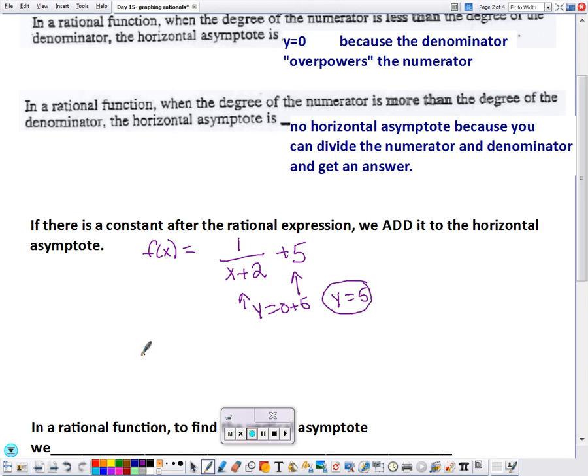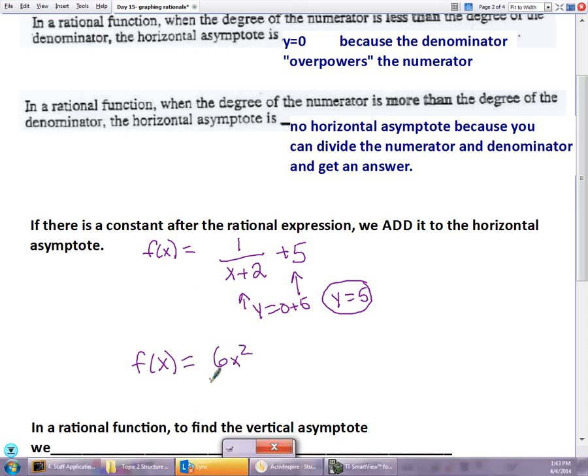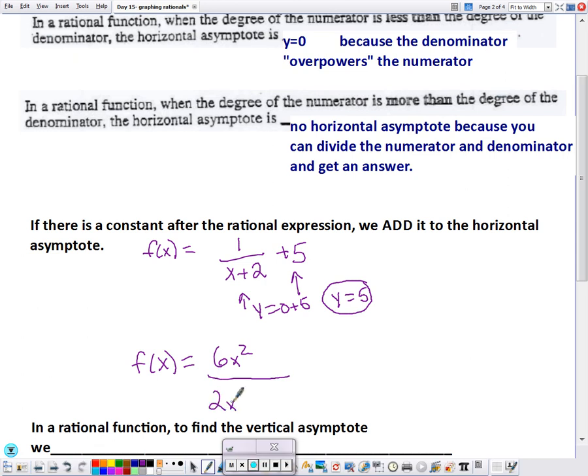To give you another example of that, let's say we had f of x equals 6x squared divided by 2x squared plus 3. And then outside we had a minus 8. Well, first we would look at the degrees. And here the degrees are the same, 2 and 2. So as we put bigger and bigger numbers in, no one cares about the plus 3. The x squareds would divide out, and we would just be left with 6 over 2, which would really be y equals 3. But then we have the little minus 8, so subtracted, and we would have y equals negative 5. So that's what we do if there happens to be a constant afterward.